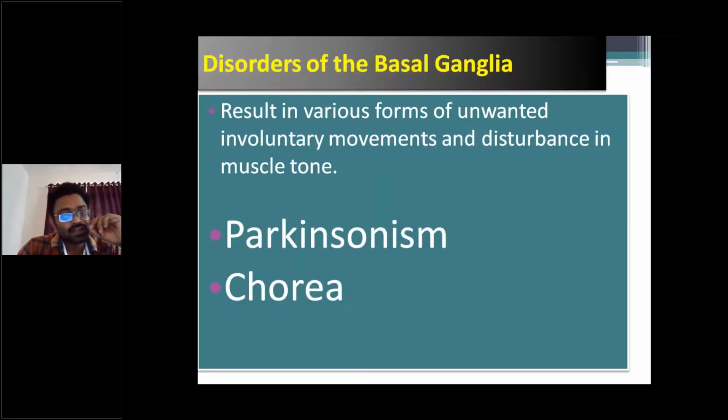So disorders of basal ganglia. Lesions of basal ganglia result in various forms of unwanted, involuntary movements and disturbance in muscle tone. Mainly Parkinsonism and chorea. These are the main disorders of basal ganglia.